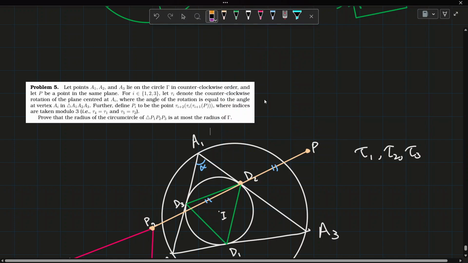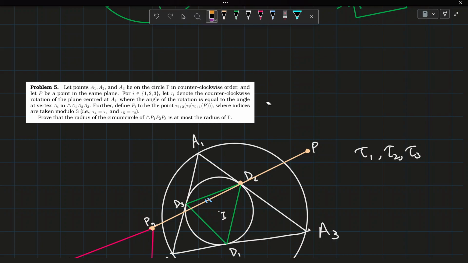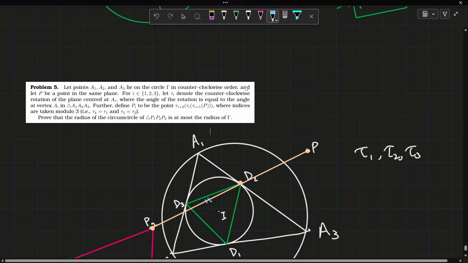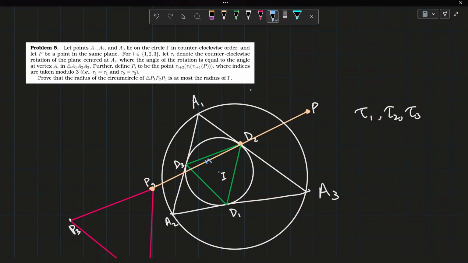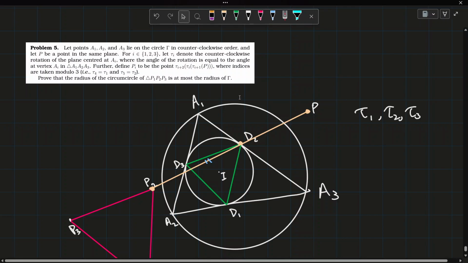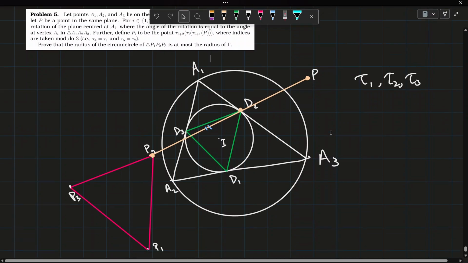So next let's read the problem statement. It says that we first do transformations tau i plus 2, tau i plus 1 for all values of i equal to 1, 2 and 3. So we obtain 3 points which are P1, P2, and P3, and we are asked to prove that the radius of the circumcircle of P1, P2, P3 is at most the radius of gamma.